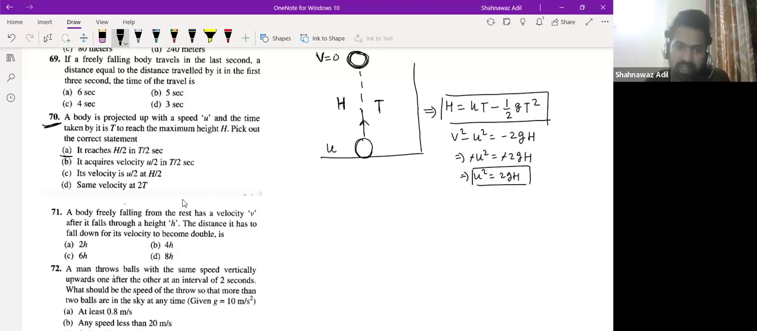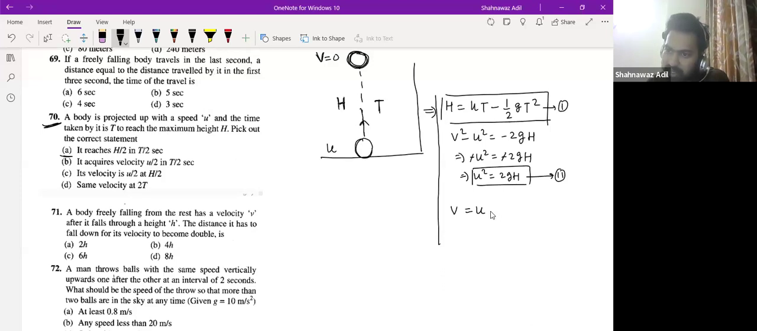And what is the other thing? It reaches h by 2 in t by 2 seconds. The third relation is v equals u plus at, which is u minus gt. Here v is 0, so u minus gt is 0, and u is simply gt. So all these relations we have.